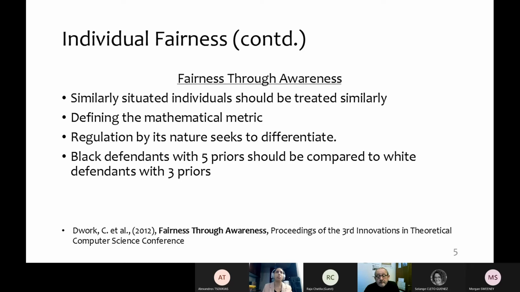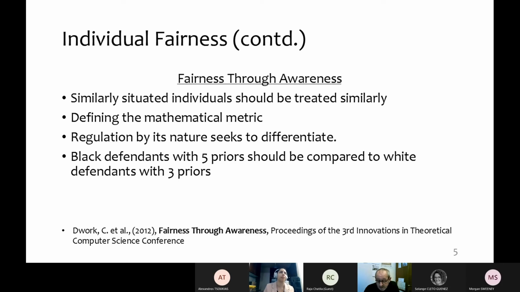Now, the idea is that regulation by its nature seeks to differentiate between individuals, and we have to find the pairs of individuals within the data sets that we can compare. How do we define these similarities? Using a mathematical metric that represents society's best guess at the time. The metric is developed by experts from different disciplines, and they can tell, for example, what are the variables that represent similarities. The question that they would ask is when it's legal to classify people and what is the ground for classification.